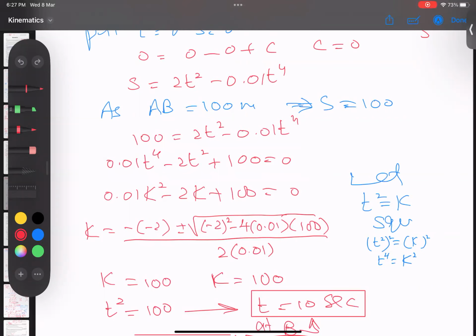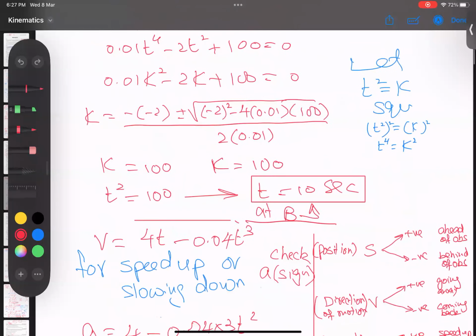And what is the technique here? Anas, I will take T to power 2, this T square, as K. Squaring both sides, I got T to power 4 equal to K to power 2. Anas, are you getting the point how I got K squared is T to power 4? Yes or no? Yes, sir. And T square is K.